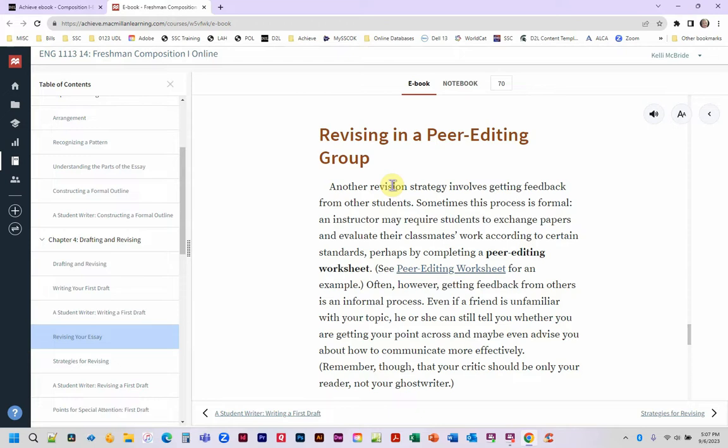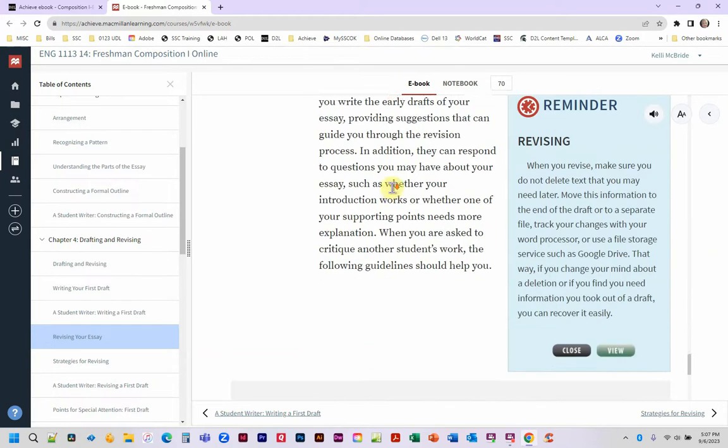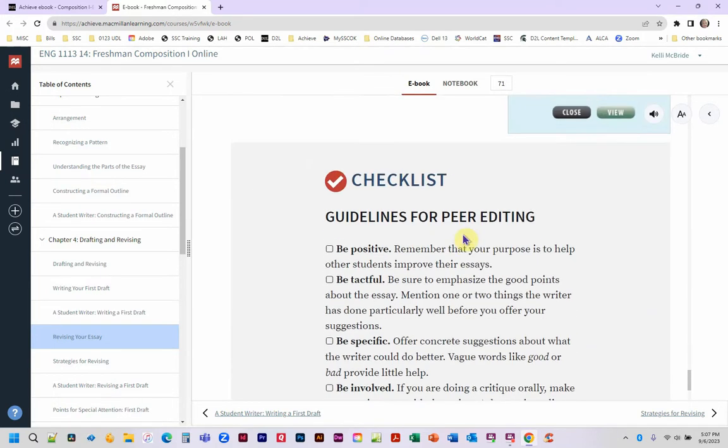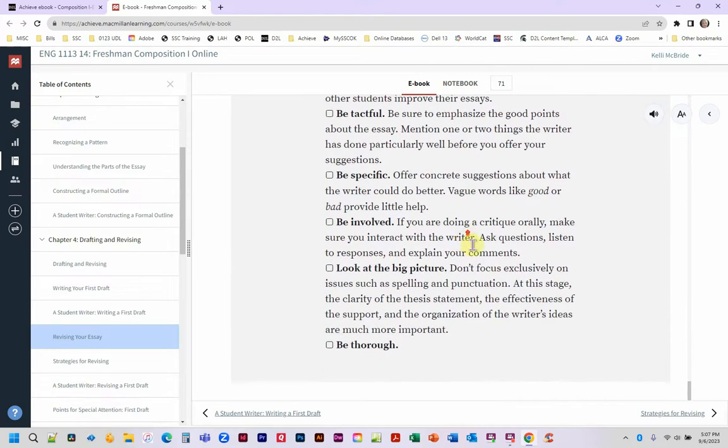The problem is that a lot of students really don't feel like they know enough about writing to be very good peer editors. So if you're going to do that, again, sometimes just let somebody else read it and say, what do you think about this? Do you think this really does what she wants with the assignment? And so then here's a checklist for peer editing if you want to do that.